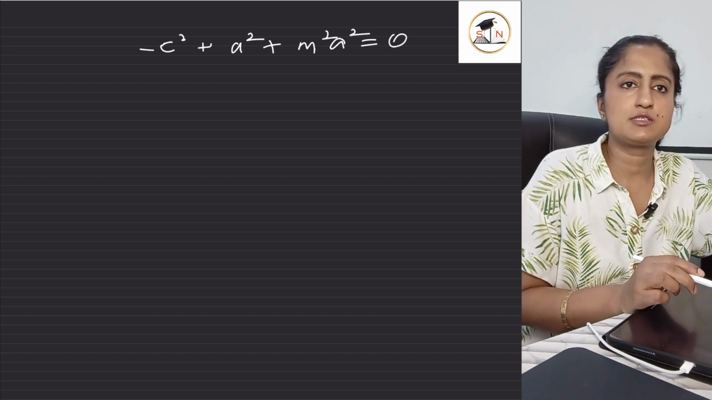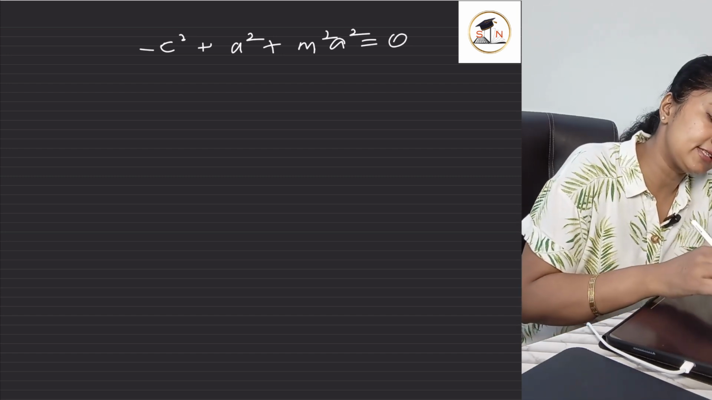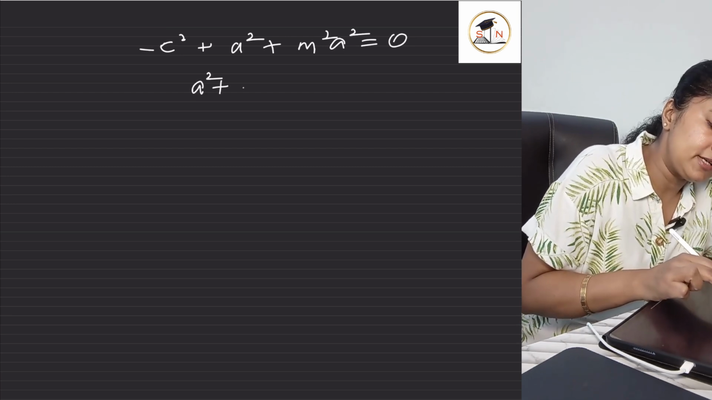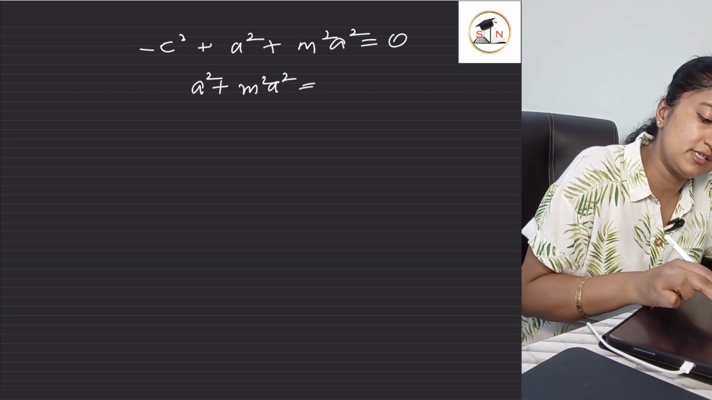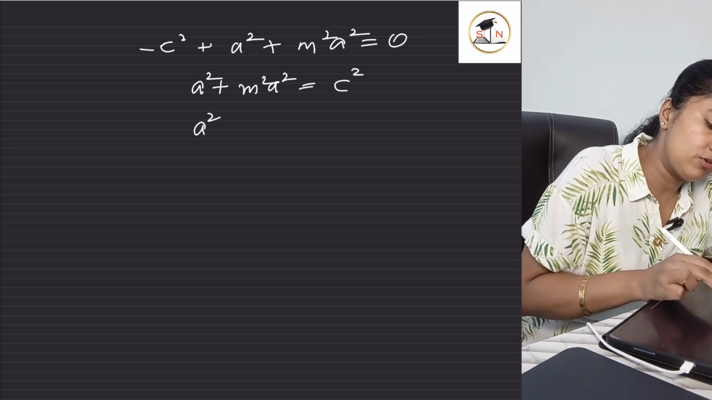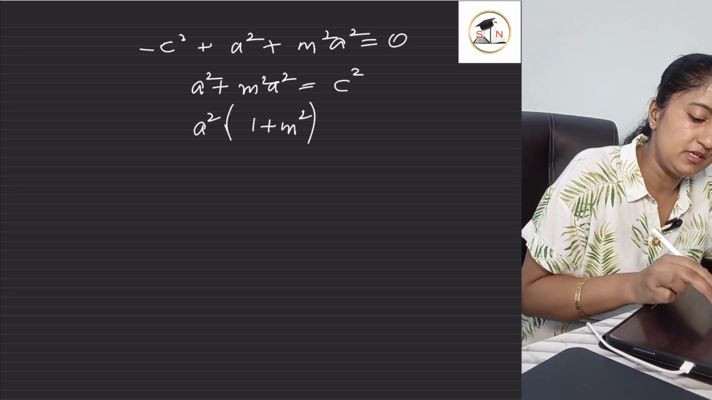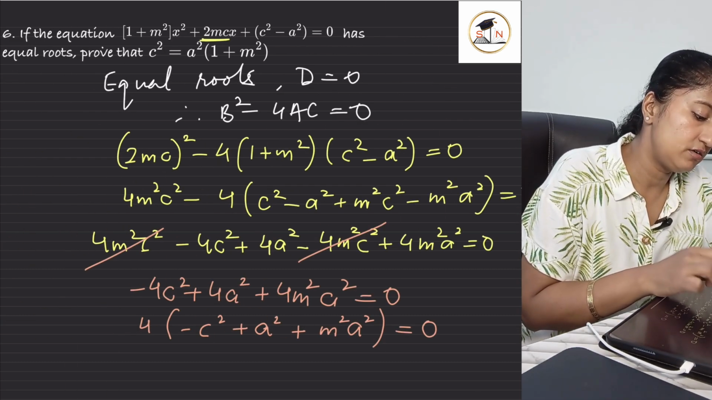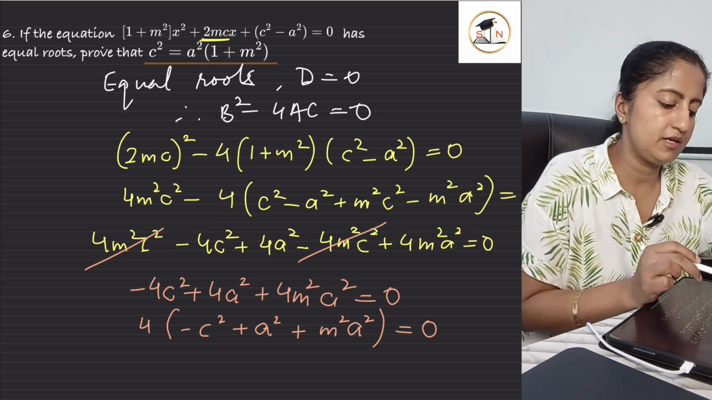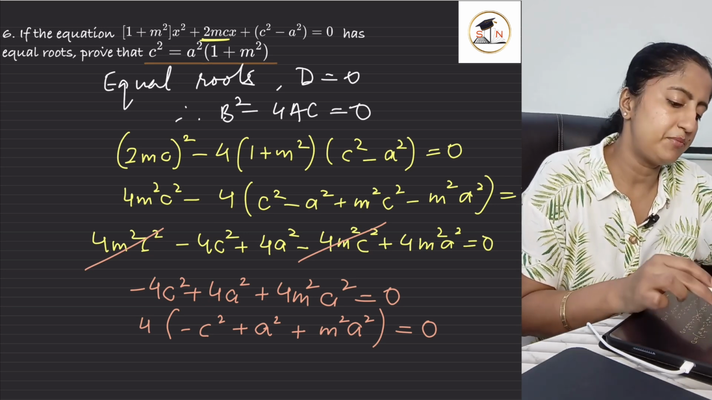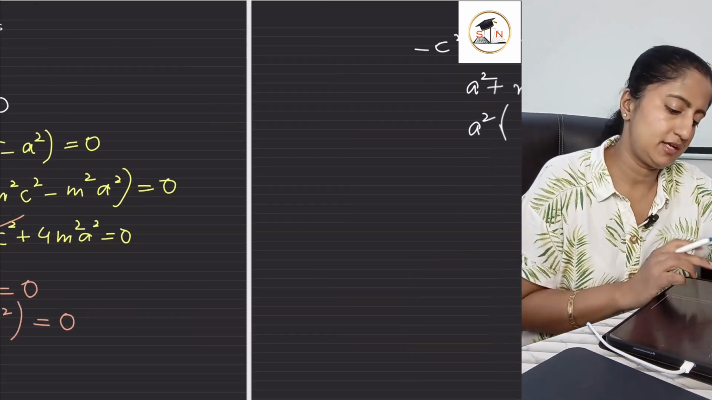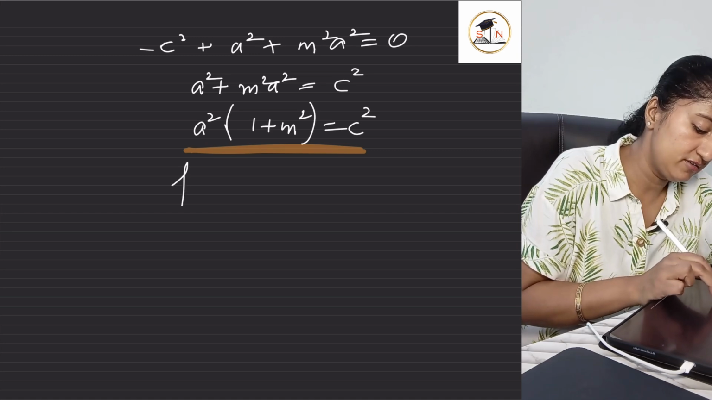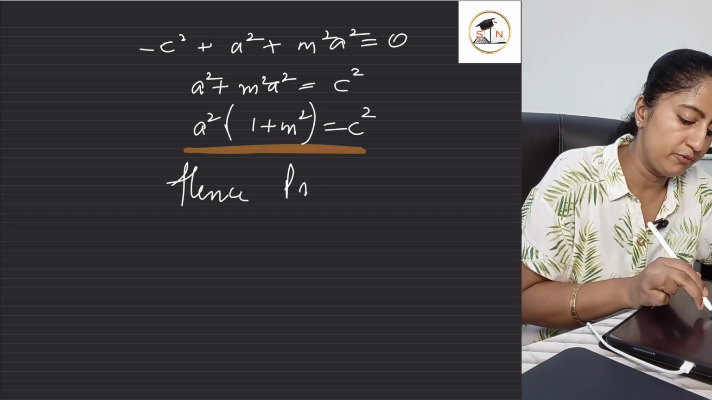The desired expression was C square on one side. So I will take this C square to the other side, right? That gives me A square plus M square A square equals C square, right? A square is out. I'm left with 1 plus M square equals C square. I think it was the desired expression. See over here, C square equals A square, brackets 1 plus M square. And this is what we get, right? So we will happily conclude, hence proved.